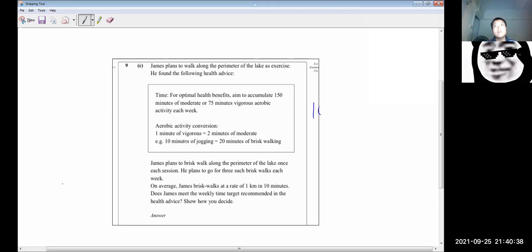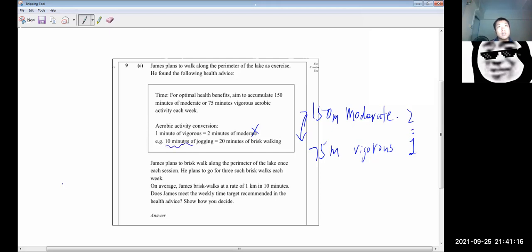So either 150 minutes moderate, or 75 minutes vigorous. Over here, they already specify very clearly that 1 vigorous is about 2 moderate. In fact, they don't have to tell you this. You can read it from here, right? The ratio is 2 to 1, 2 moderate to 1 vigorous. But it's good that they let you know: 10 minutes of jogging is about 20 minutes of brisk walking.